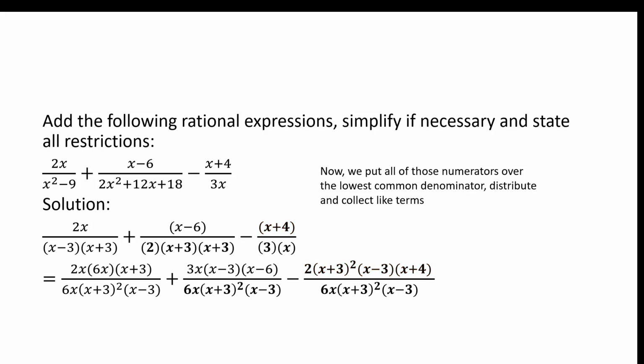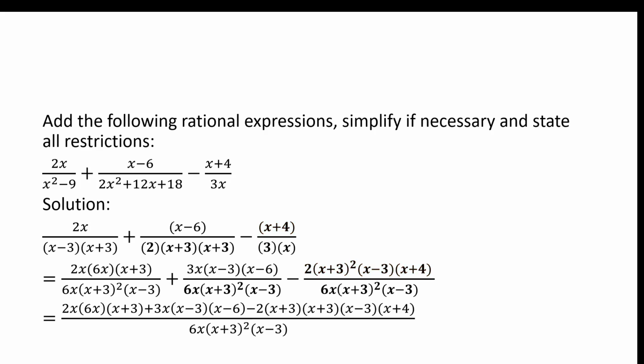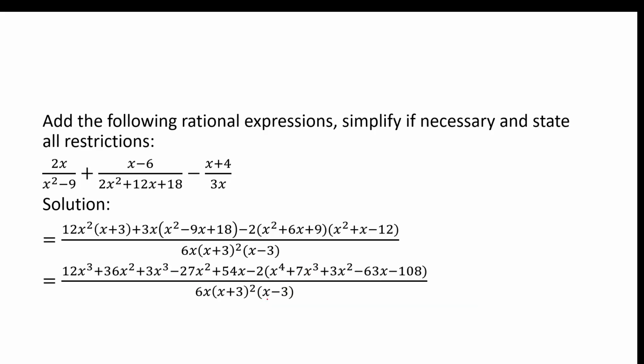And now we're going to put all those numerators over the lowest common denominator. We're going to distribute and we're going to collect like terms. So this line here is just this last line. All we're doing is we're putting all of our numerators together, like this plus sign, we're showing it as a plus sign, and this minus sign, we're showing it as a minus sign. That's it. And now what we're going to do is distribute.